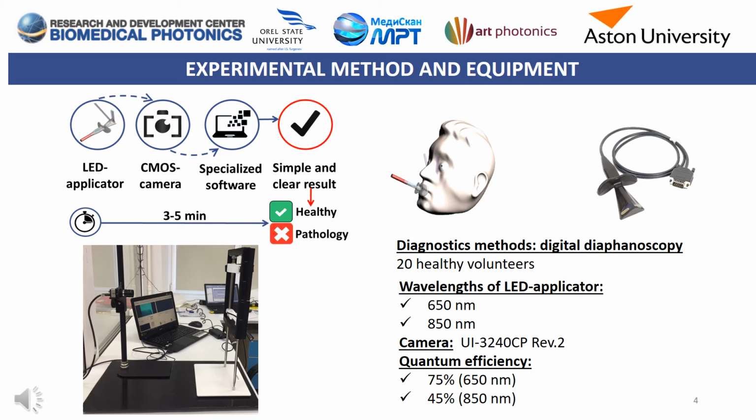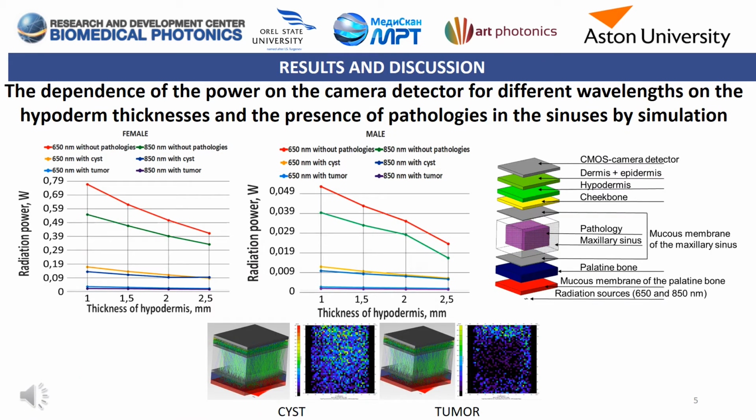We identified a great influence of anatomical and gender features on the result of diagnosis, so we carried out a simulation of the magnitude of decrease in the signal which passes through the environment. We established 4 different hypodermis thicknesses for male and for female, and also performed simulation with cystic and tumor tissues inside of maxillary sinuses for 2 sources of radiation.